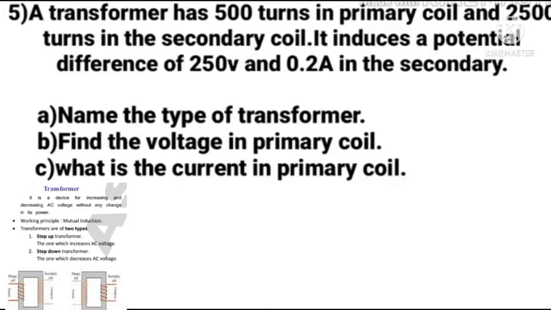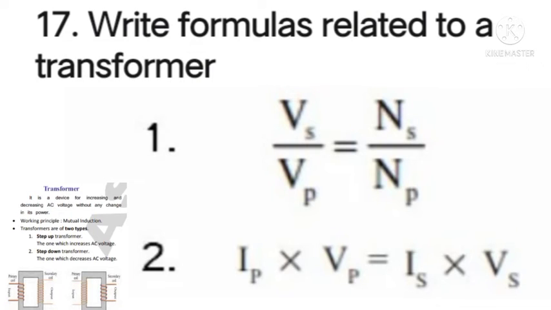Find the voltage in the primary coil. We can use the equation Vs by Vp is equal to Ns by Np. Ns, Np and Vs are given. Only Vp we need to calculate. For this, cross multiplying, we get Vp is equal to Vs into Np divided by Ns. So we can get the answer.